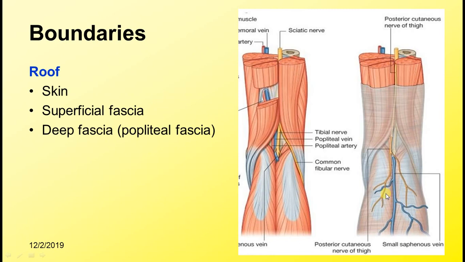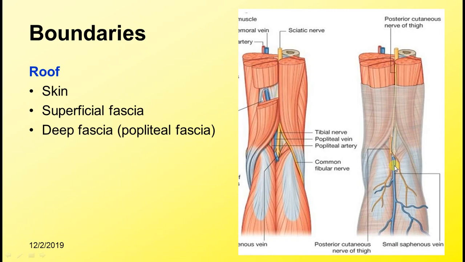Then deep to the superficial fascia, what you see is the deep fascia, which is actually called the popliteal fascia. The popliteal fascia is a transition of deep fascia: from above, it is called the fascia lata of the thigh, and below it is called the fascia cruris, which is the fascia of the leg. So between the fascia lata of the thigh and the fascia cruris, the transitional fascia is nothing but the popliteal fascia, which is also a very thick fascia.